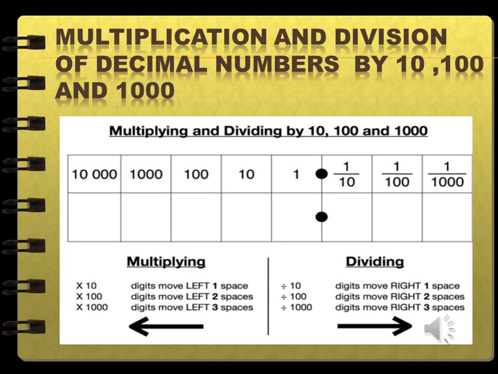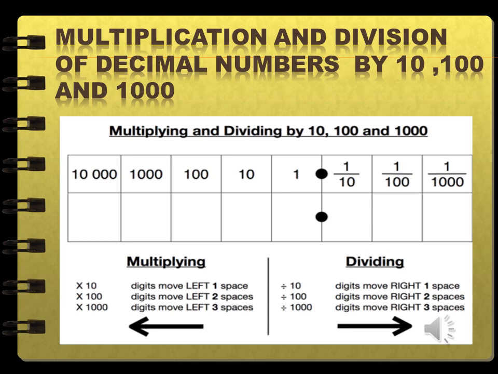If it is being multiplied by 10, only one digit will shift from right to left. By 100, two digits will shift from right to left. And if 1000, then three digits will shift from right to left. The inverse happens in case of division when we are dividing any number by 10, 100 or 1000. The value will decrease. So the digit will shift from left hand side to right hand side.